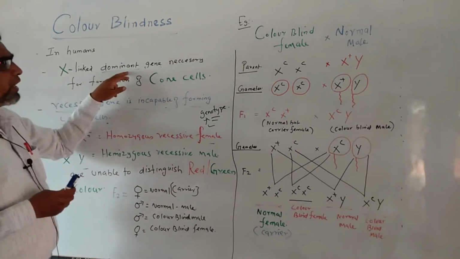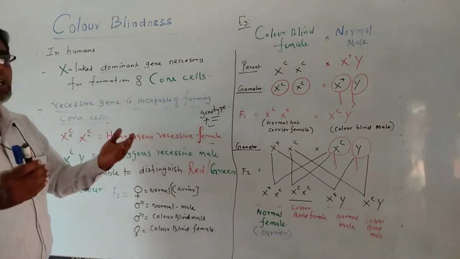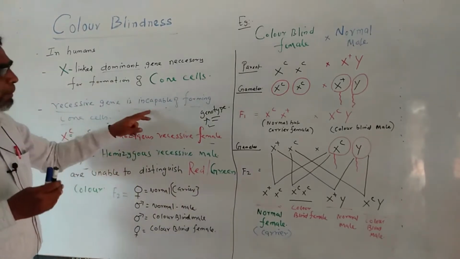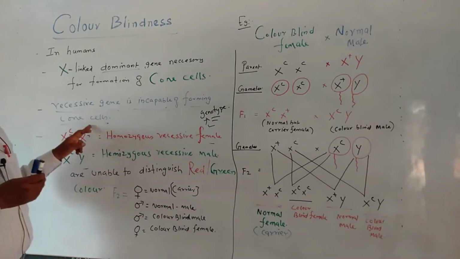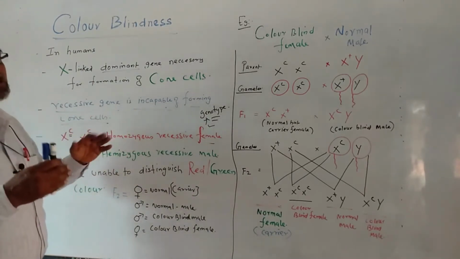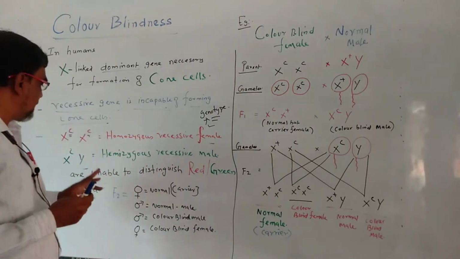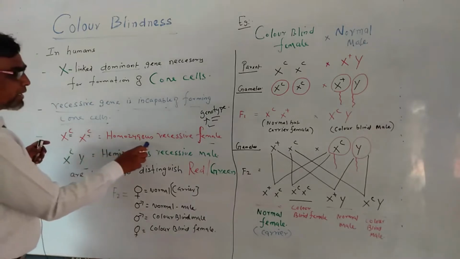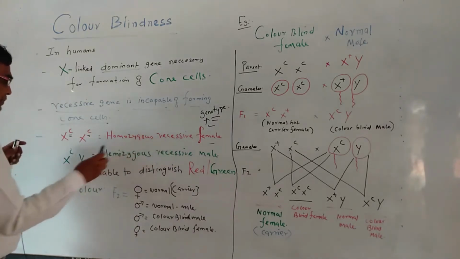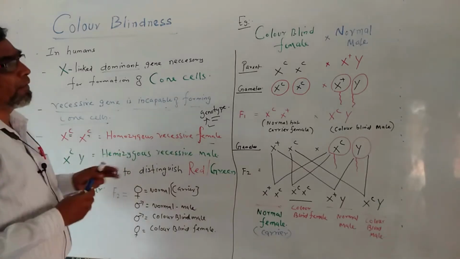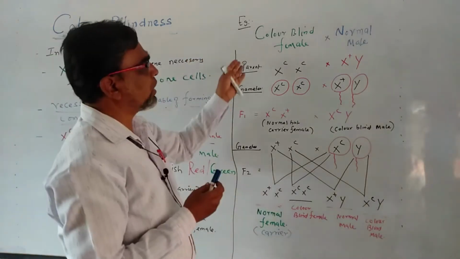Those who have the dominant gene are able to distinguish the colors. Those who have recessive genes are incapable of forming cone cells, so they are not able to distinguish red and green color especially. So those persons are X^c X^c, homozygous recessive female, and X^c Y, hemizygous recessive male.